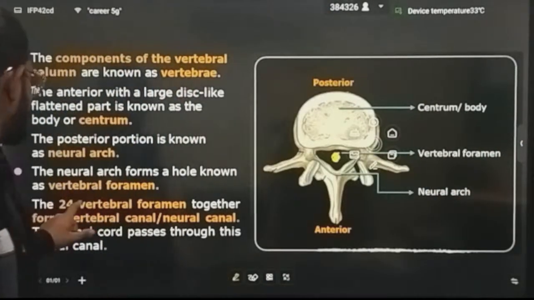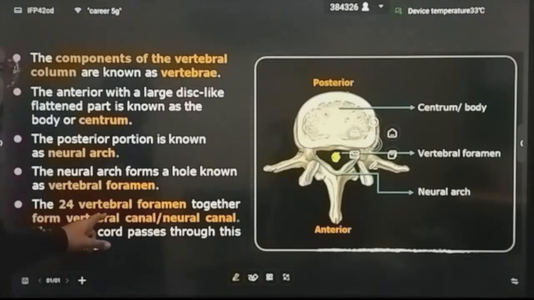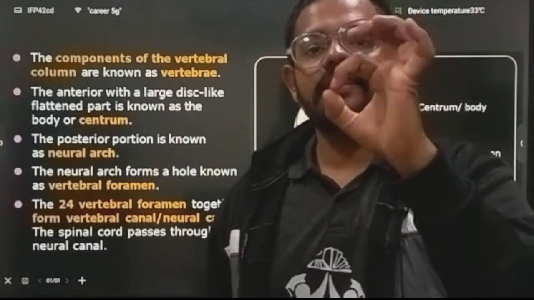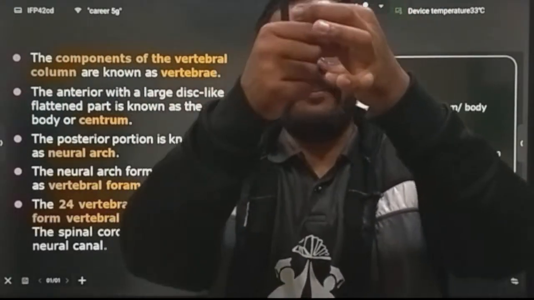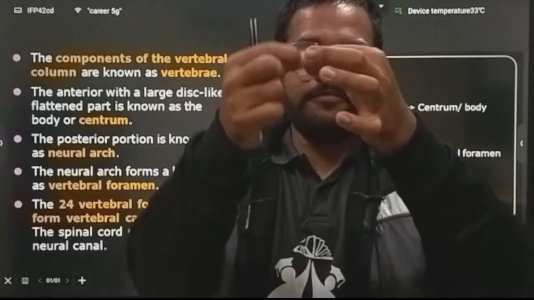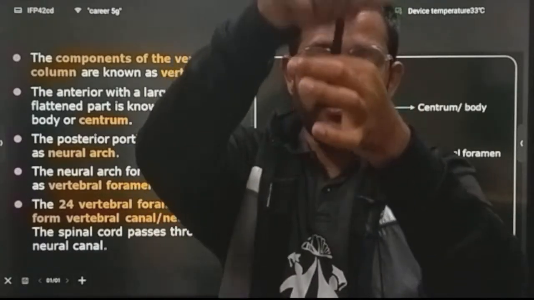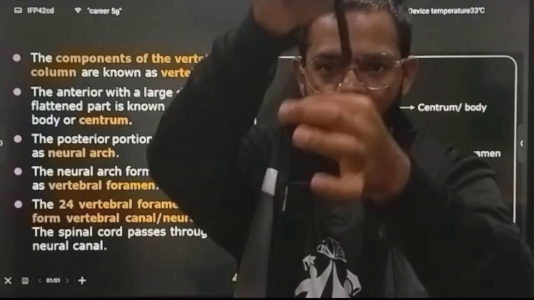Next, the 24 vertebral foramina together form a vertebral canal or neural canal. The spinal cord passes through this neural canal. Like this: vertebra number 1, vertebra number 2, 3, 4, 5, 6, and in the middle of that, your spinal cord runs.